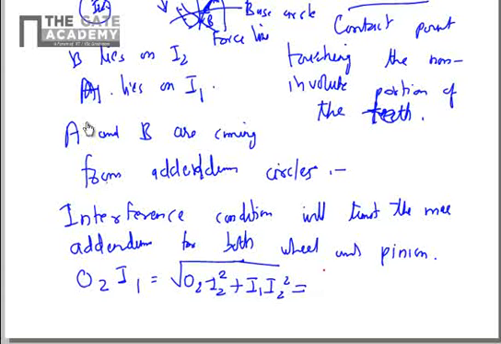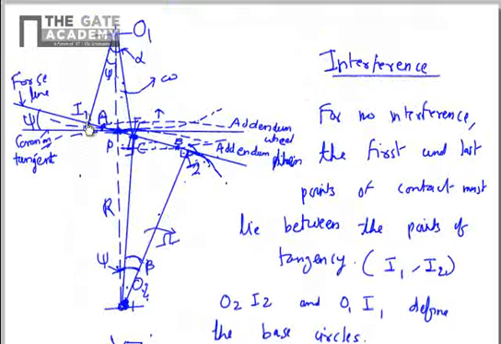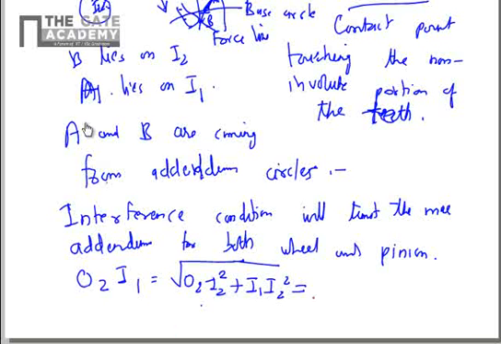Now we know that O2 I2 is R cos xi. O2 is the center of the wheel, and the pitch circle radius is R, O2P, and this is the angle xi, the pressure angle. So from the triangle O2 P I2, O2 I2 is R cos xi, and its square is R square cos square xi.